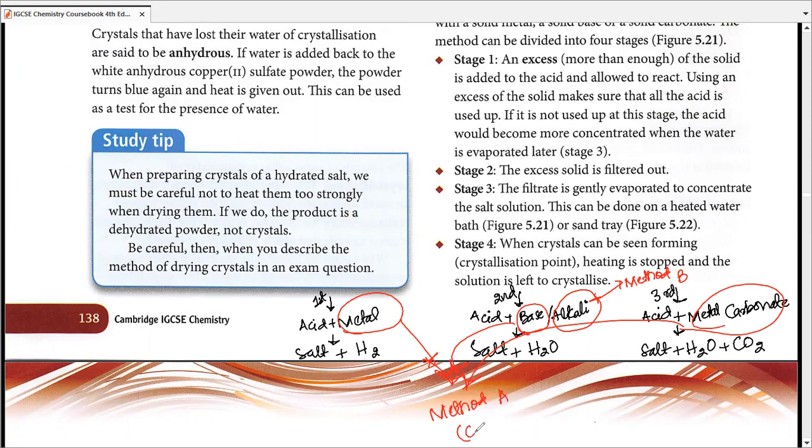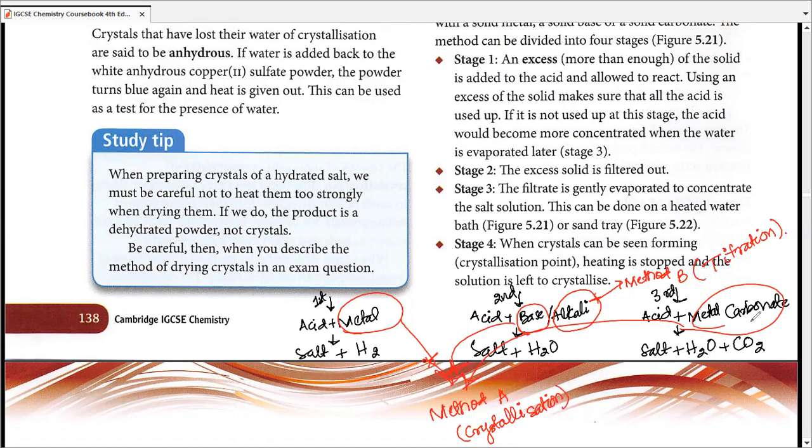Method A more belongs to the crystallization technique. Crystallization is a technique that we have studied previously in chapter 2. And method B is more of a titration technique. So that's how we actually connect the previous parts of the chapter with this part: the parts that we studied yesterday on soluble and insoluble salts, or even before that, the characteristic reactions of acids with metals, bases, alkalis, or metal carbonates.